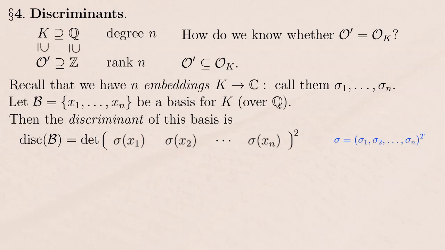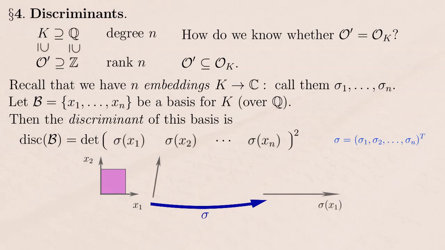Okay, so to make this picture easier to draw, I'm just going to draw the case when n equals 2. If our basis x_1, x_2 looks like this, and this is the unit square inside that basis, let's see what happens when we hit it with sigma. Sigma will send x_1 somewhere, it will send x_2 somewhere, and it will deform that unit square linearly, so its area will change by some scale factor. The discriminant is just the square of this scale factor.